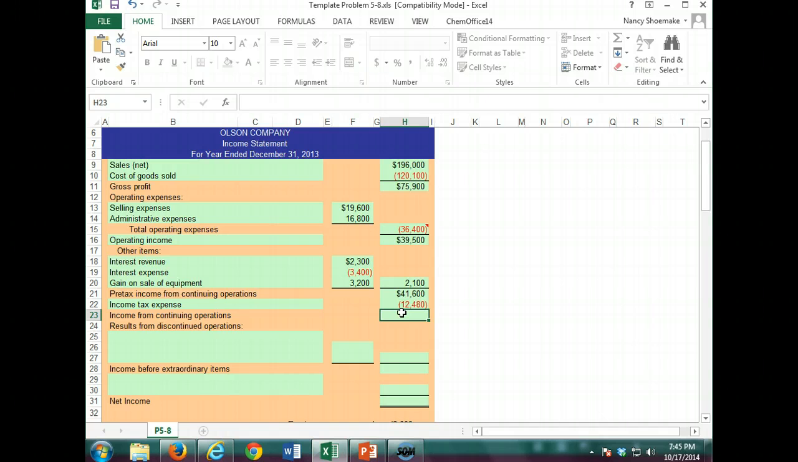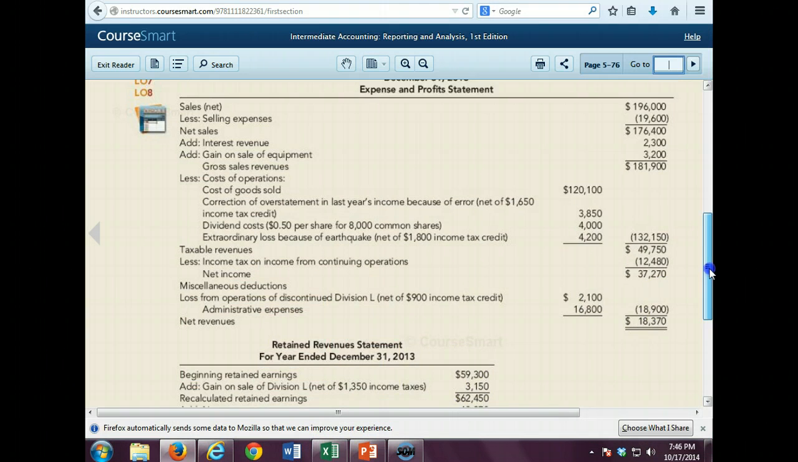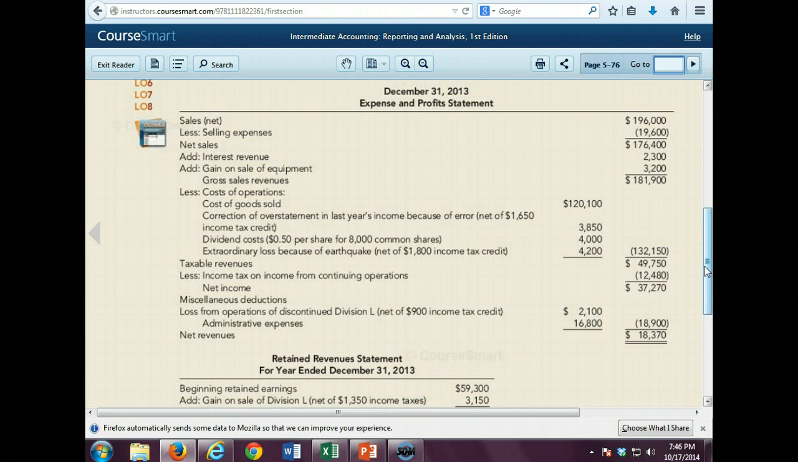What are we going to have here? 29,120. Thank you. So our income from continuing operations is 29,120. Now, we need to look at results from discontinued operations and extraordinary items. Let's look at this. What do you think is a discontinued operation and what is an extraordinary item?